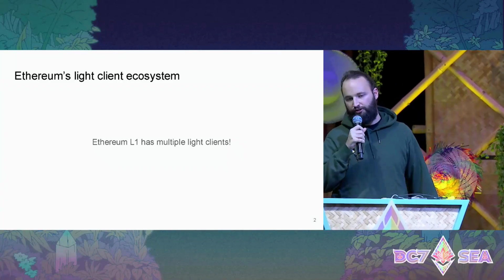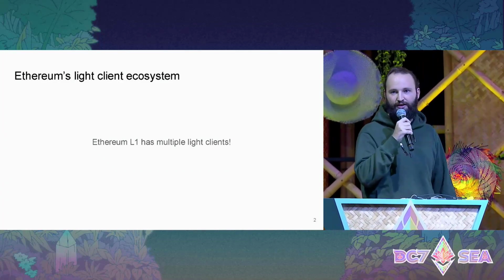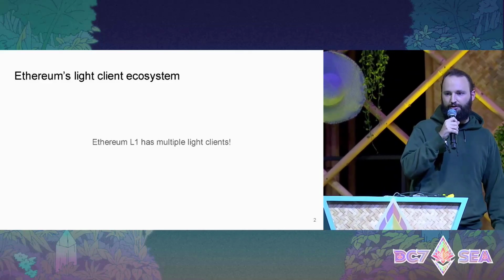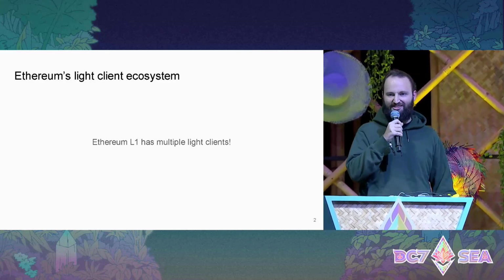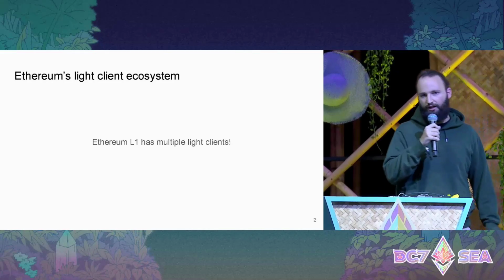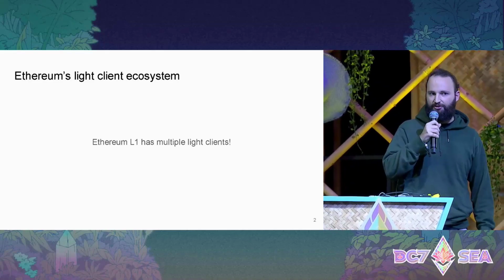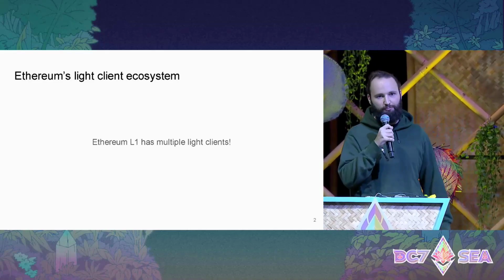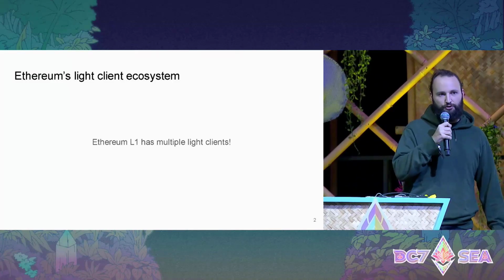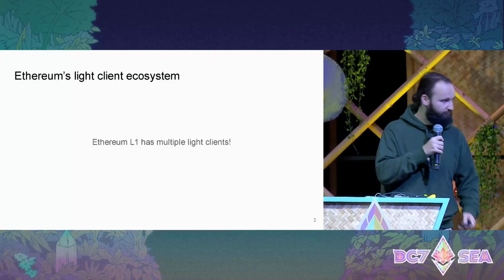So before we talk about the future, let's talk a little bit about how light clients are going today. And the answer is it's pretty good. Ethereum has multiple light clients. By my count, Ethereum has no less than 7. And they make a wonderfully diverse set of choices. They're written in different programming languages. They have different dependency stacks. Some of them have different mechanisms for verifying Ethereum. And they even target different use cases, ranging from end-user verification to bridging.